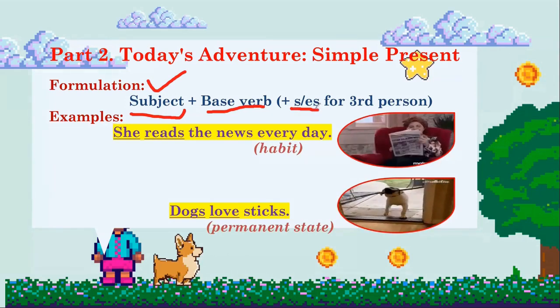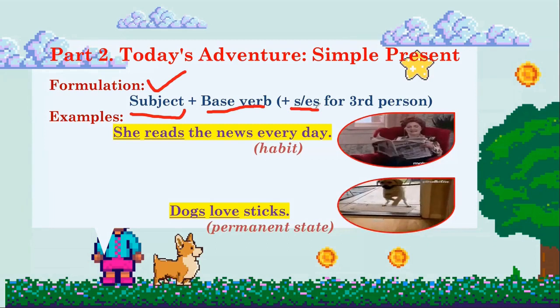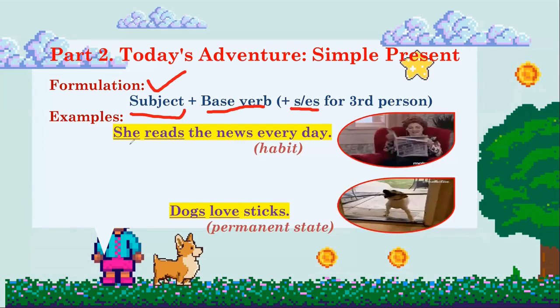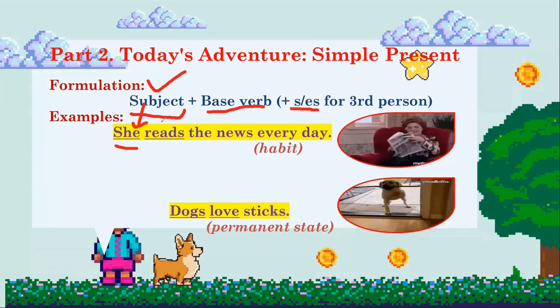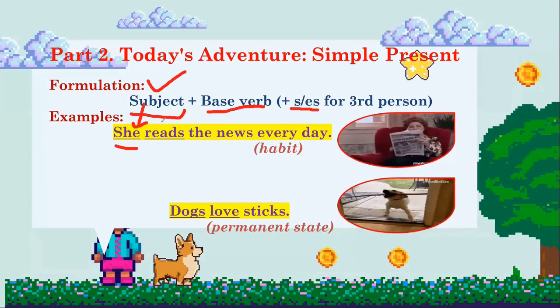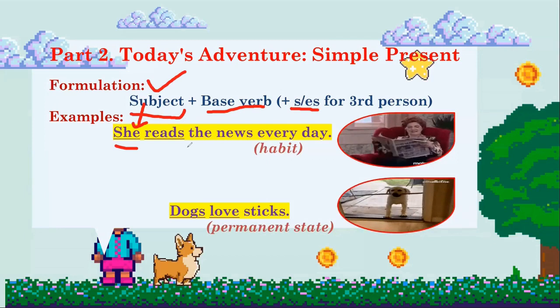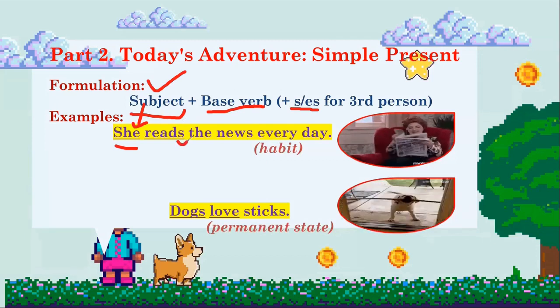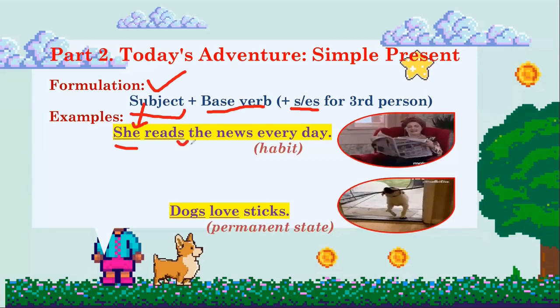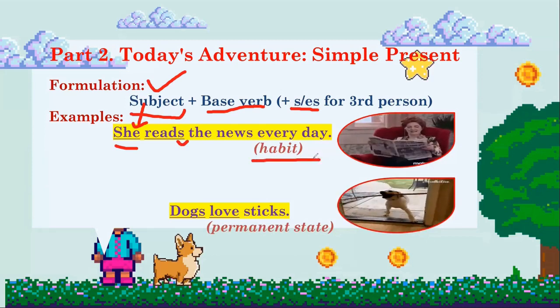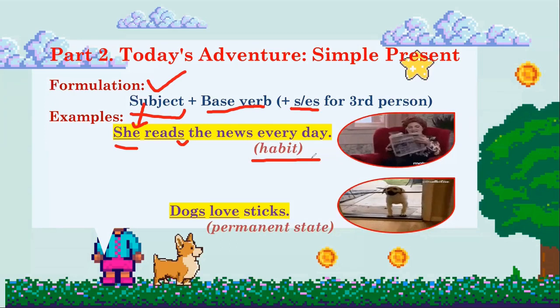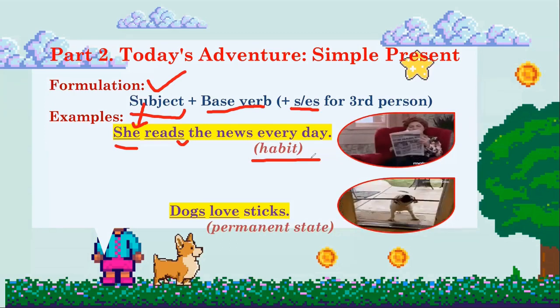Let's solidify with this example. The very first example is: she reads the news every day. Here our subject is she. Because she is a third person singular, we notice the s at the end of the verb reads. This sentence describes a habit. She doesn't just read the news once, she does it every day, making it a habit.